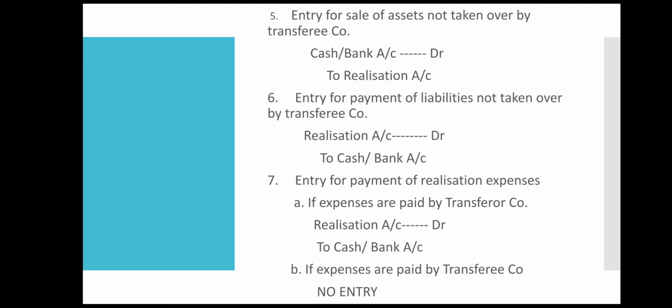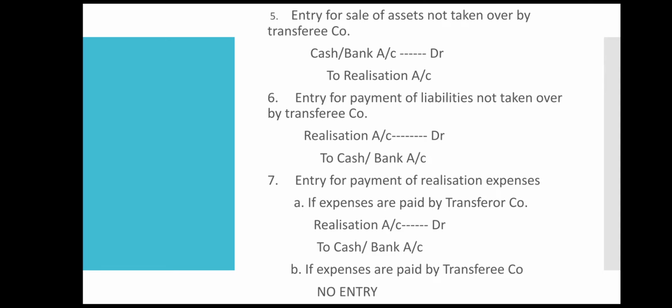Next is entry for payment of liabilities not taken over by transferee company. So this is the entry for liabilities which are not taken over by transferee company. Now let's say if there is certain loan on the company which is not taken by transferee company, so you have to pay this loan. For that you have to pass this entry, realization account debit to cash or bank account. Okay, so cash or bank is going out of your business, that is why here it is credited.